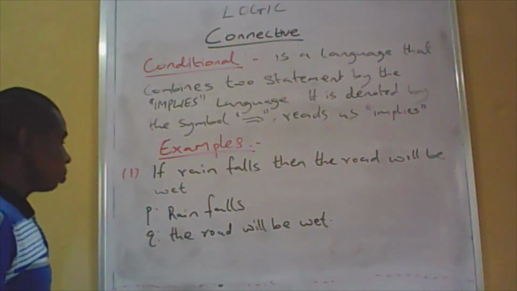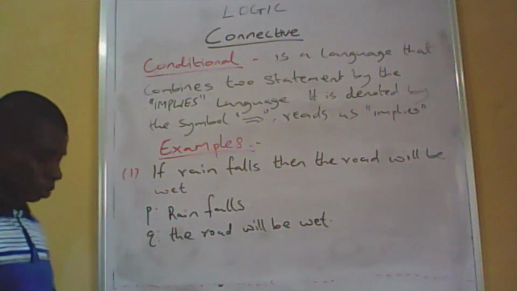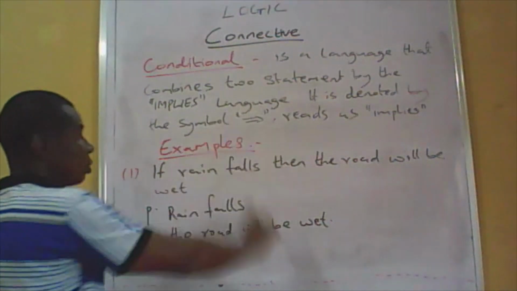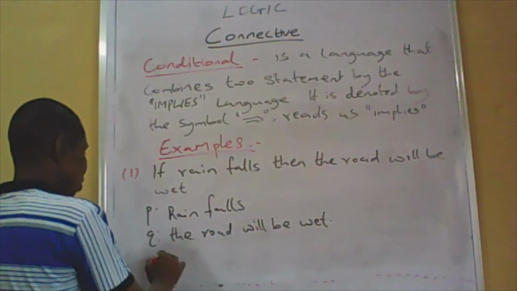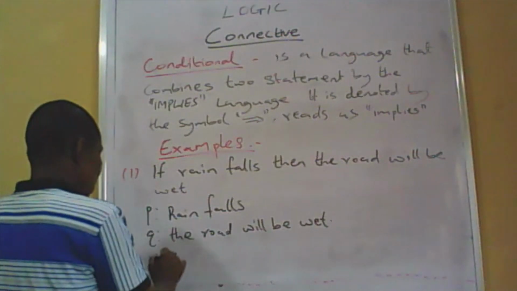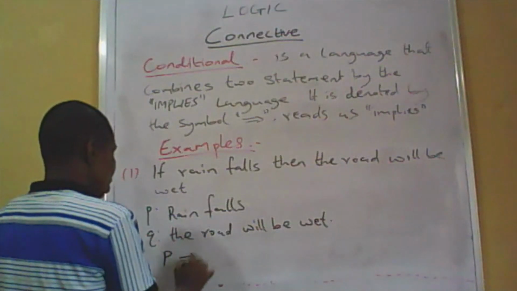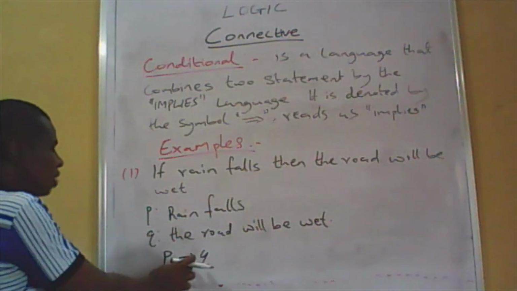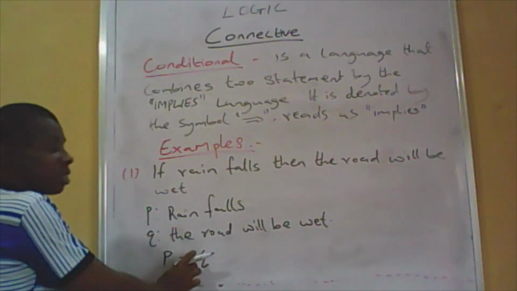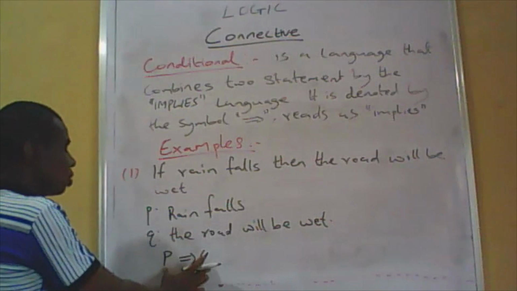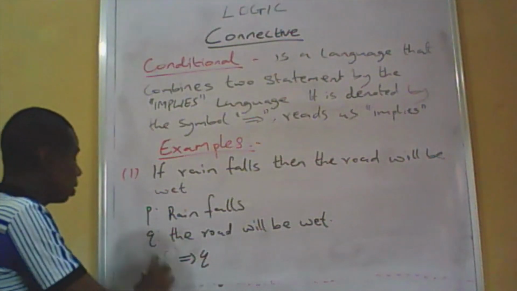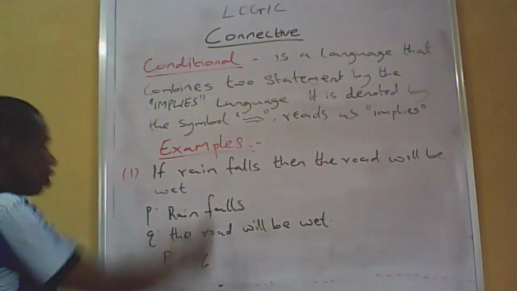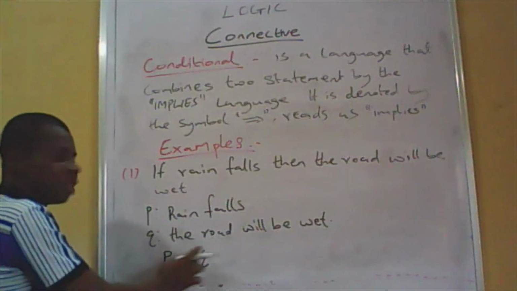Now, let us symbolize it. We symbolize it using the connective arrow, that implies. You will write P implies Q. That means this connective called implies joins these two statements together as a single statement, read as P implies Q. That means if rain falls, then the road will be wet. We symbolize them with P implies Q.